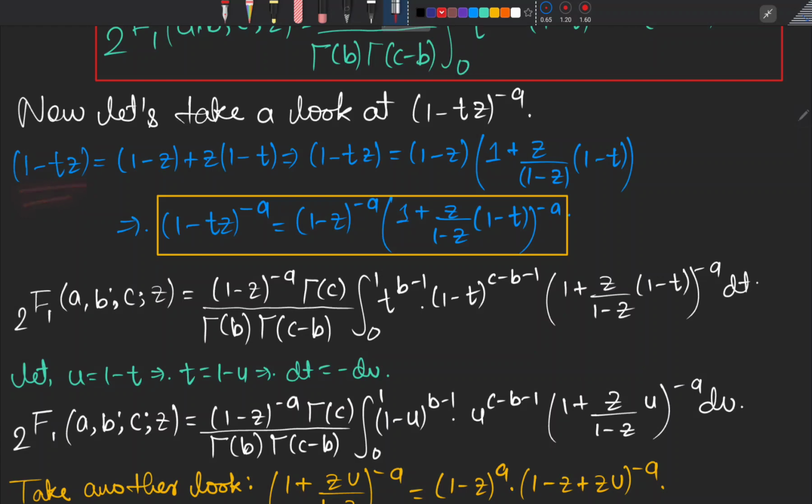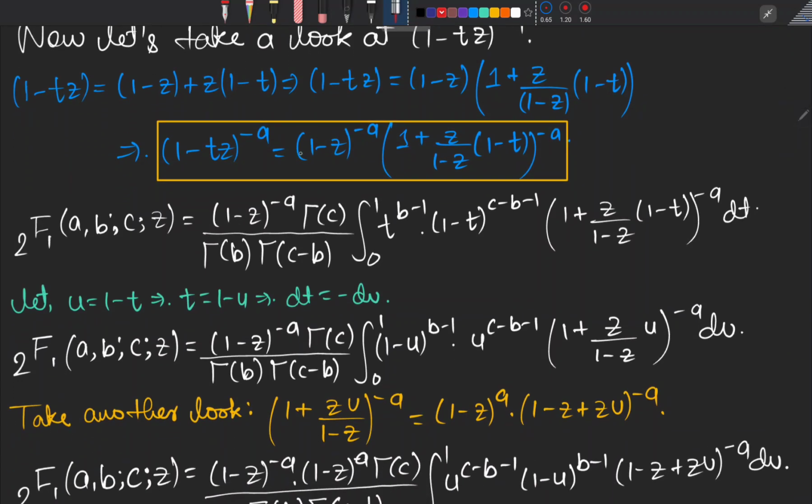1 minus t z can be written as 1 minus z plus z times (1 minus t). When you solve this, you get back to this one. So it's 1 minus z plus z minus z t. Minus z and plus z cancel out, and we have 1 minus t z. This implies 1 minus t z equals, we can factor out this 1 minus z, so that gives us (1 minus z) times 1 plus z over 1 minus z, dividing with this as well, times (1 minus t), what we were having over there.